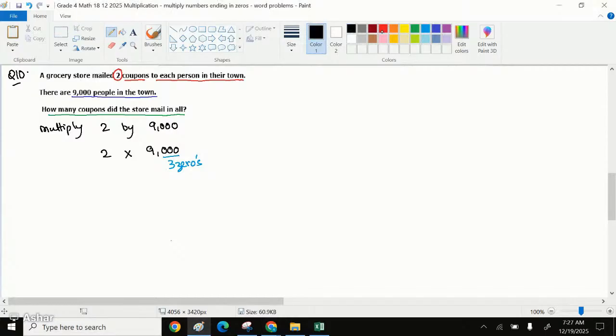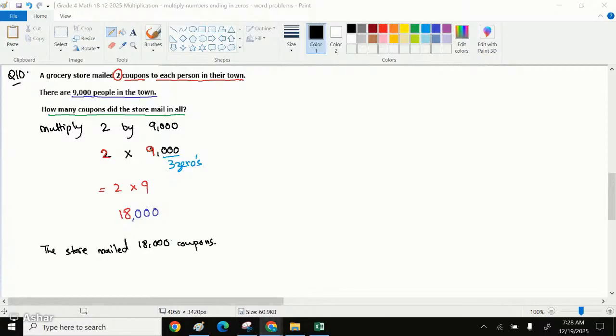So once we multiply, 2 multiplied by 9 is 18, and we put the 3 zeros. So we can say that the store mailed 18,000 coupons, okay, in all, altogether. Thank you. Yes, thank you for the answer.